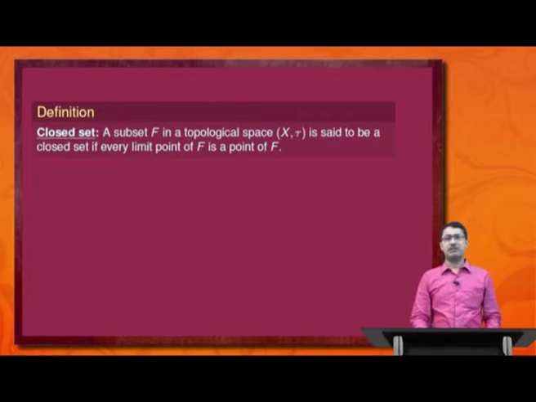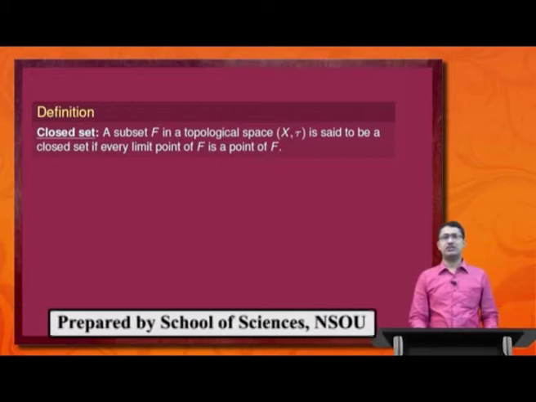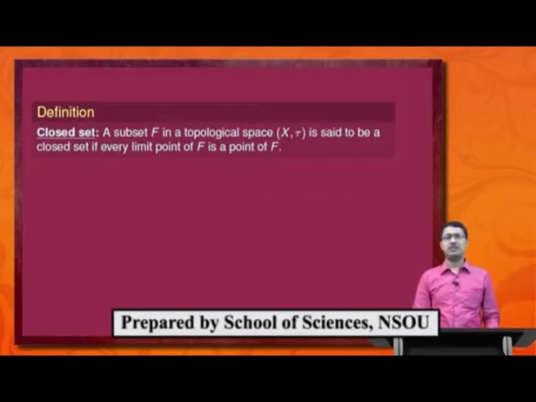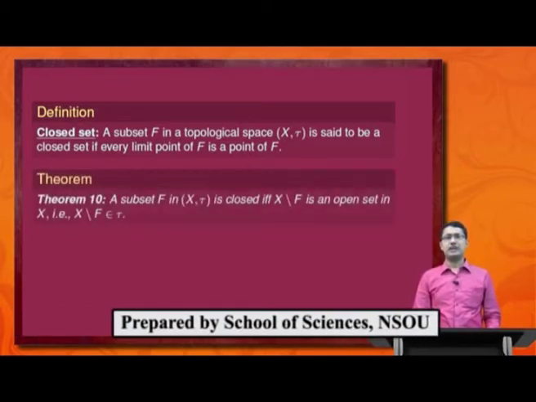A subset F of a topological space (X, tau) is said to be closed if every limit point of F is a point of F. That means F contains all of its limit points. Next we introduce theorem 10. A subset F in (X, tau) is closed if and only if X minus F is an open set in X. That means open, so X minus F belongs to tau.